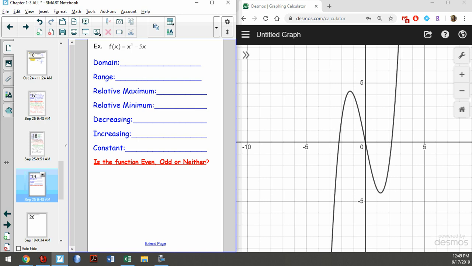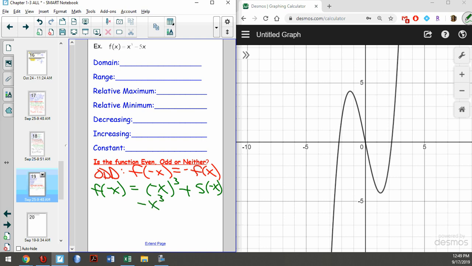So how do I prove that? To prove that it's odd, that's going to be f at negative x is equal to negative f of x. So f at negative x, that's going to be negative x cubed plus 5 times negative x. What is a negative times a negative times a negative? A negative x cubed. And what is 5 times negative x? Negative 5x.